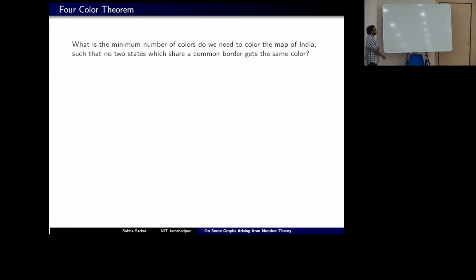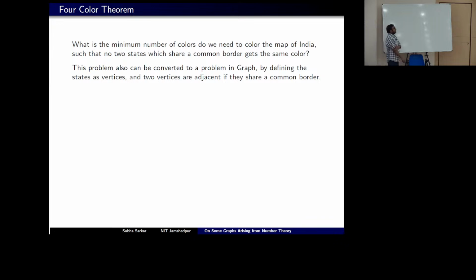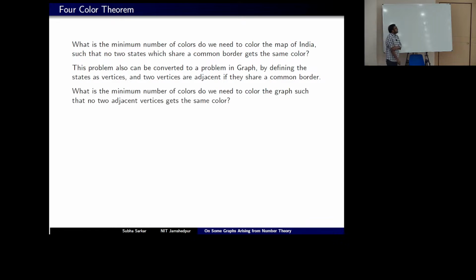So what we do, we convert this problem into a graph theory problem by taking the states as the vertices, and we define the edges. If they share a common border, then we define that they are adjacent. So in that graph theory language, now our problem becomes this: what is the minimum number of colors we require to color the vertices such that no two adjacent vertices get the same color, because now our adjacent vertices are nothing but states which share a common border.